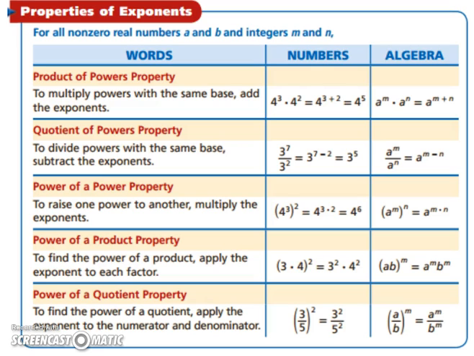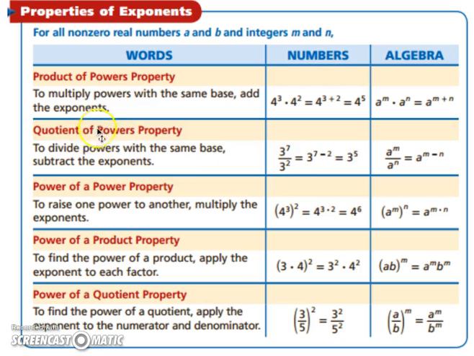Let's look at some more properties of exponents. The product of powers property. To multiply powers with the same base, add the exponents. So notice you have the same base of 4, so we're going to simply add the exponents. So 4 to the third plus 2, so 4 to the 5th.